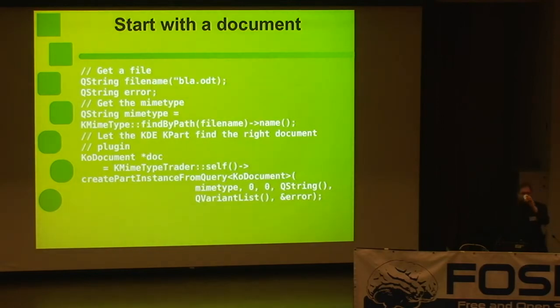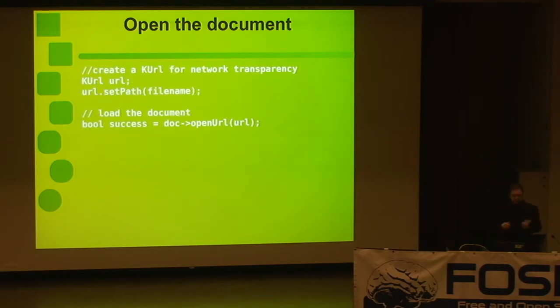So start with the document. You've got a file you want to load, a simple text file. Then we check what the MIME type of that text file is, and we ask the KDE plugin system, which is very sophisticated, to give us an instance of the document class that can load this file. All Calligra documents are based on KoDocument, so that's the class we are going to get. We haven't opened the document yet. We just have an instance of a class which comes from a plugin.